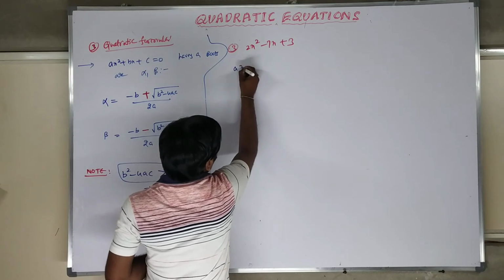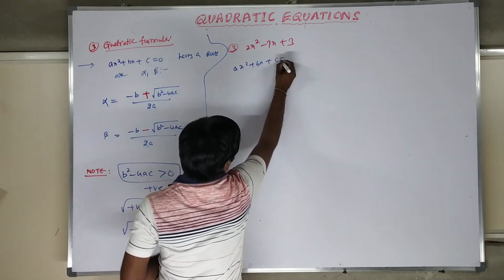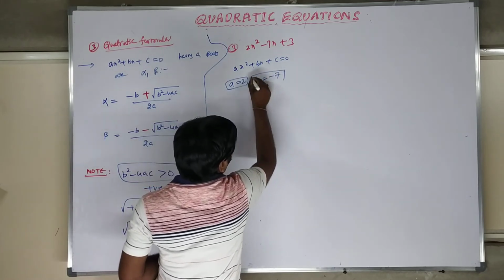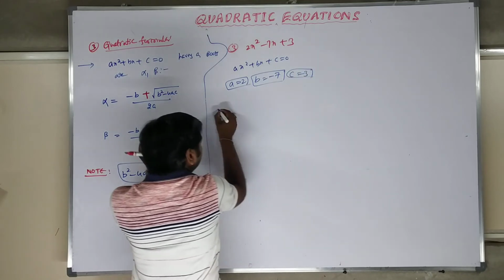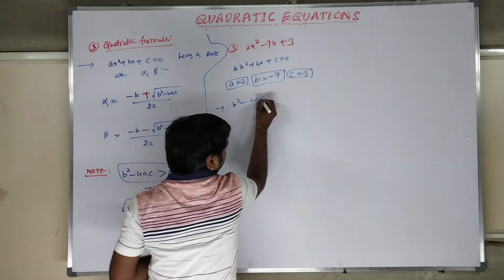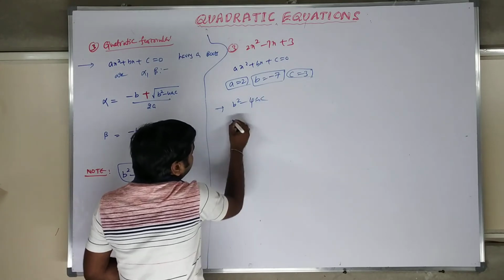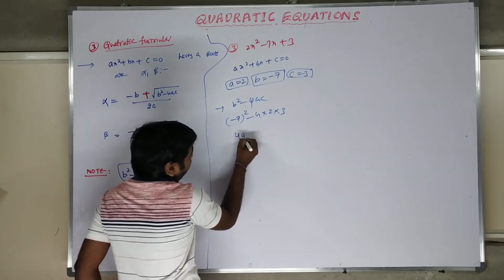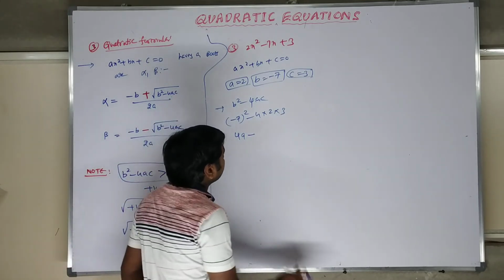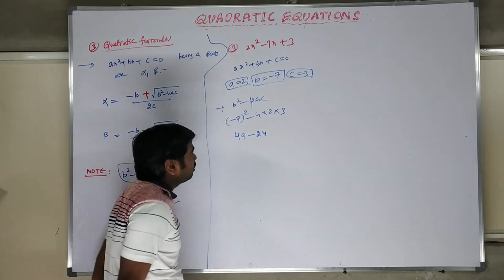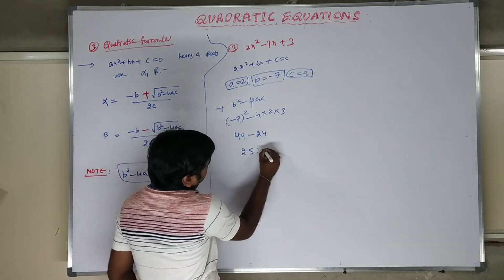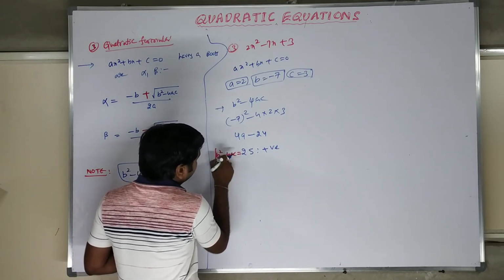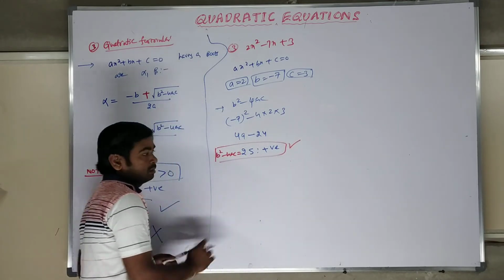So what is there? ax square plus bx plus c is equal to 0. a is equal to 2, b is equal to minus 7, c is equal to 3. Find b square minus 4ac. What is b square? Minus 7 whole square, minus 4 into a into c. So 49 minus 4 twos are 8, 8 threes are 24. When you subtract 24, it becomes 25. The answer is positive. So b square minus 4ac is 25. The answer is positive, so you can apply your method.